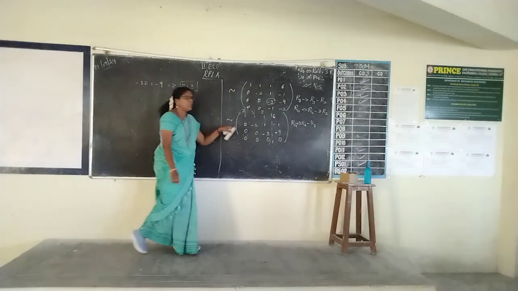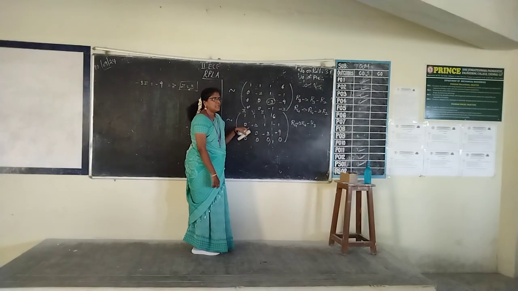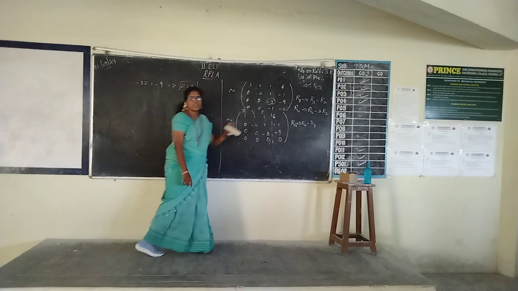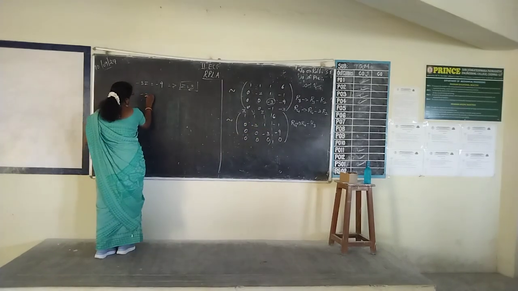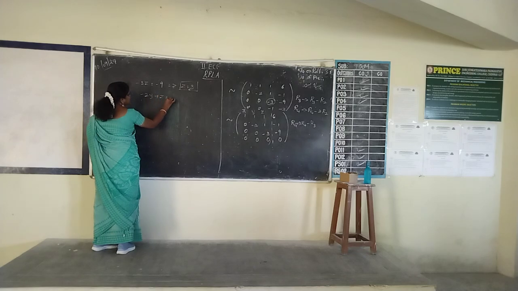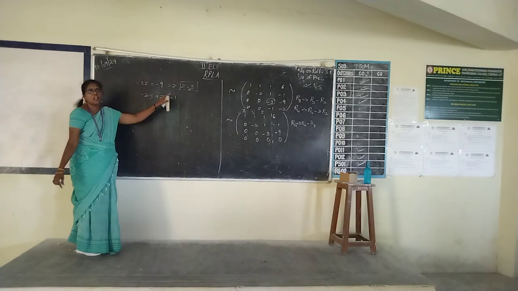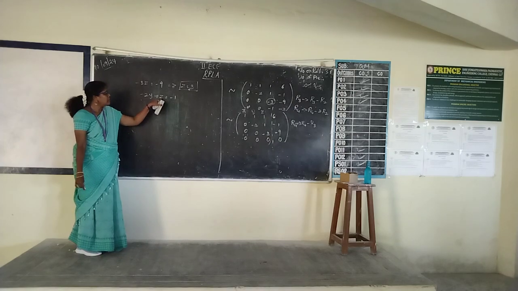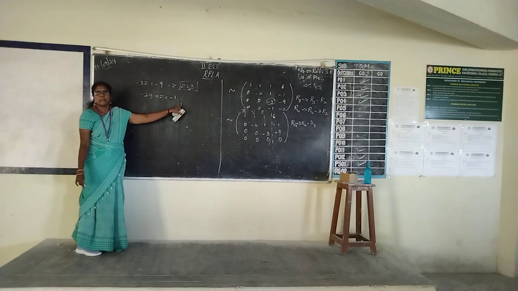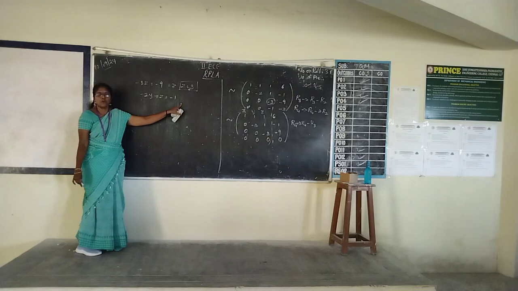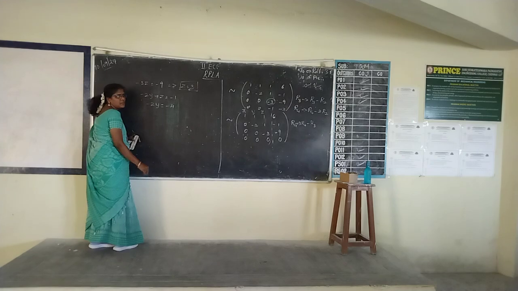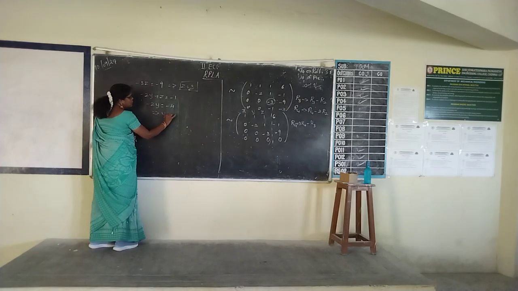Now convert the second row into equation form. x is 0, so you will have only y and z. So what is the equation? Minus 2y plus z equals minus 1. Already you know z is 3. When you substitute z equals 3 and bring it to the right hand side, what happened? Minus 4. So minus 2y equals minus 4. So what is your y value? 2.